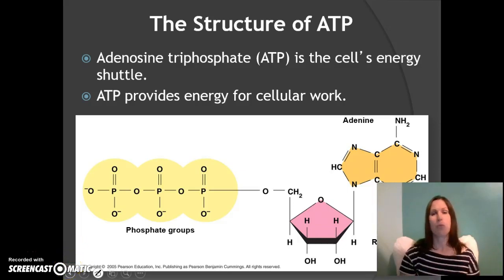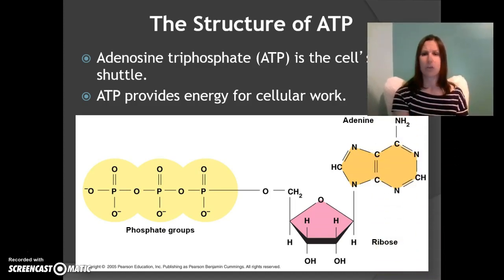All right, guys, today we are going to be looking at the structure of ATP and the function of ATP. ATP is adenosine triphosphate, and you should know that it is the cell's energy shuttle. When we talk about the currency of the cell, what's the money that drives that cell? It's ATP because it's what provides energy for cellular work. So let's take a look at its structure.